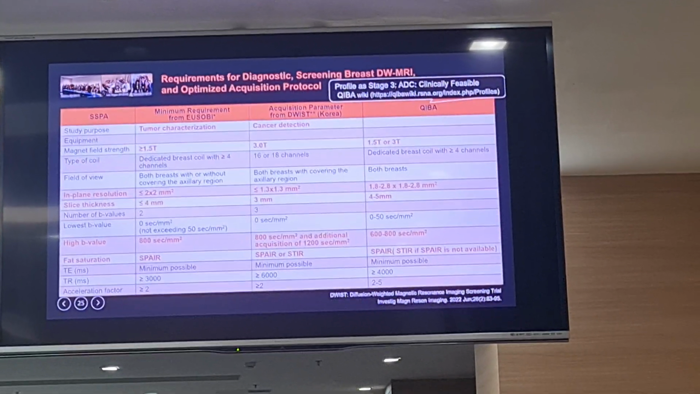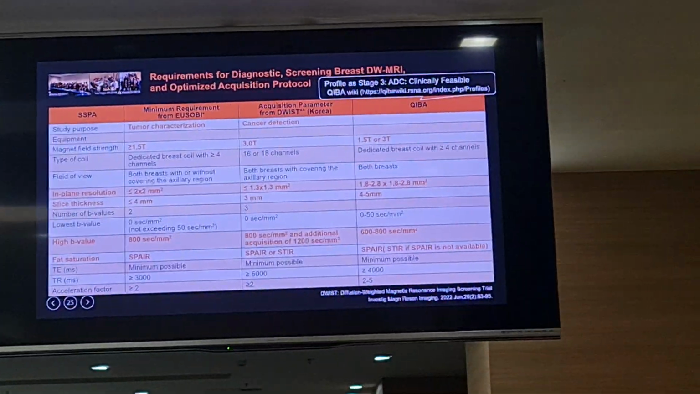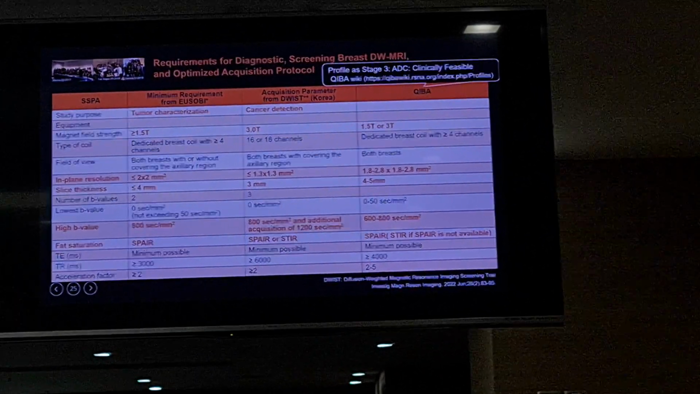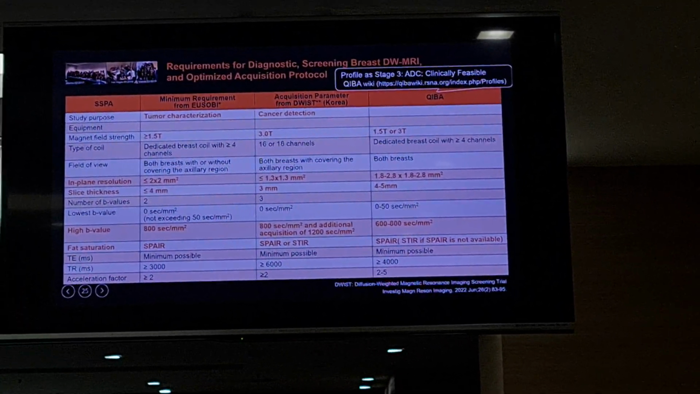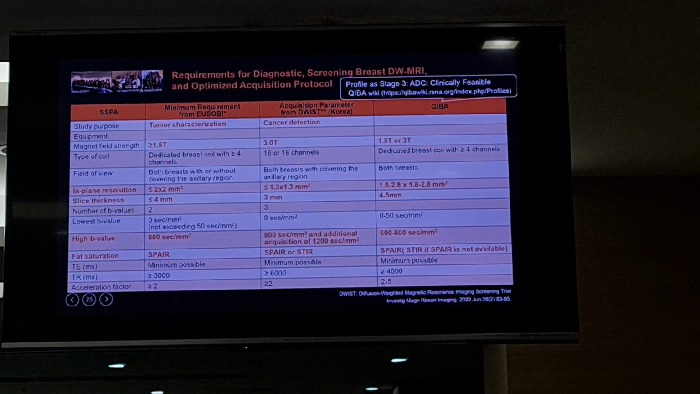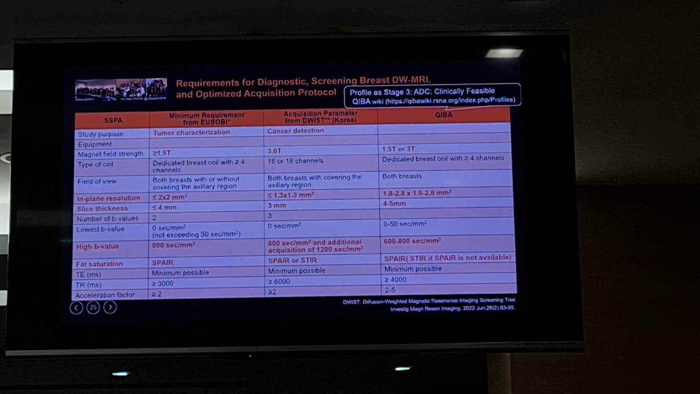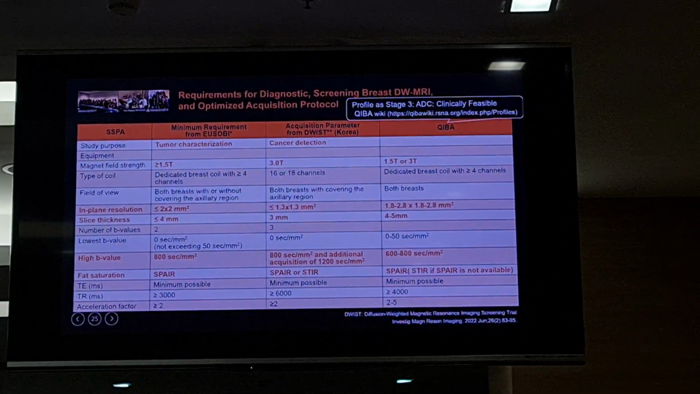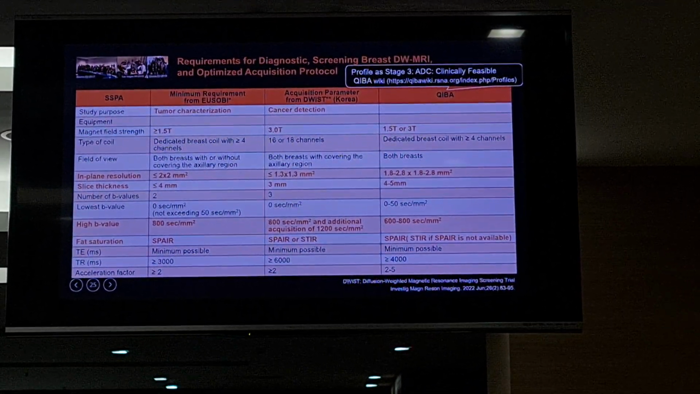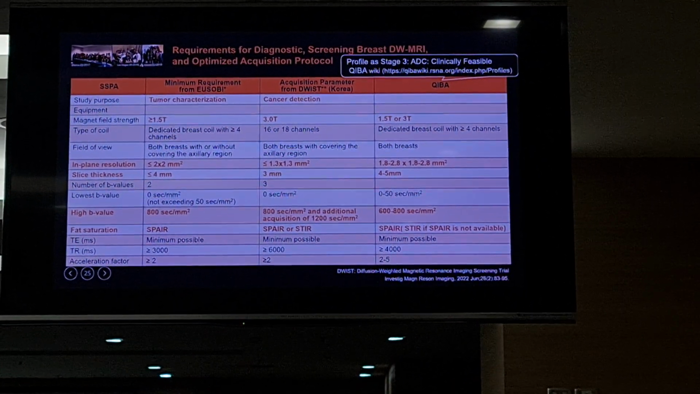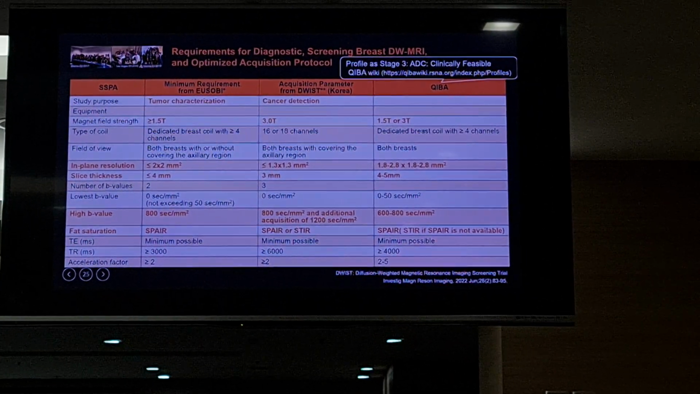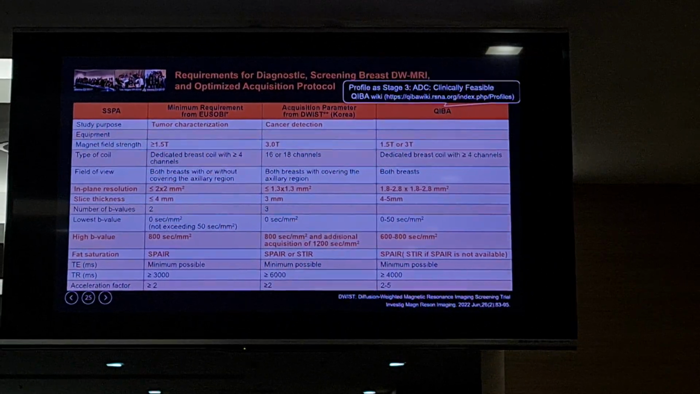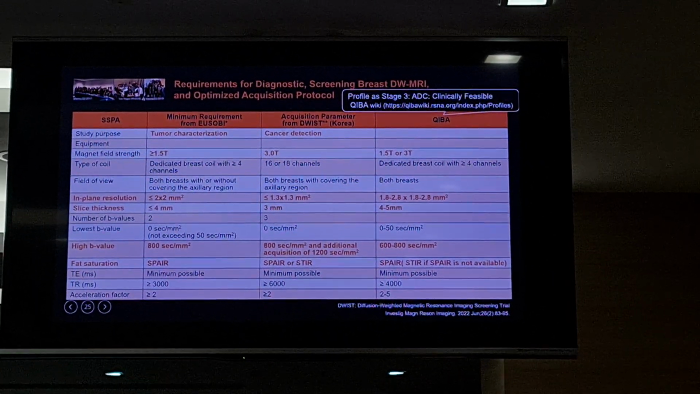So this is a recommendation from the European Society of Breast Imaging, which I have also been involved in. We took years to complete and publish this result. So this is the minimum requirement. To scan the diffusion, we need to consider all this information. So for instance, resolution could be around 2.2, the b values 0 or 800. We need to specify the slice separation, etc.